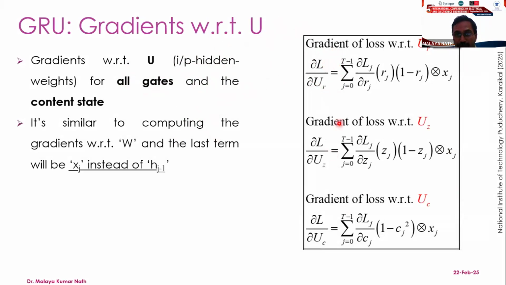There are three things we have to calculate: the derivative of loss with respect to Ur, the derivative of loss with respect to Uz, and the derivative of loss with respect to Uc. Just substitute the values; the same way we computed for Wr, the same way it has to be computed.